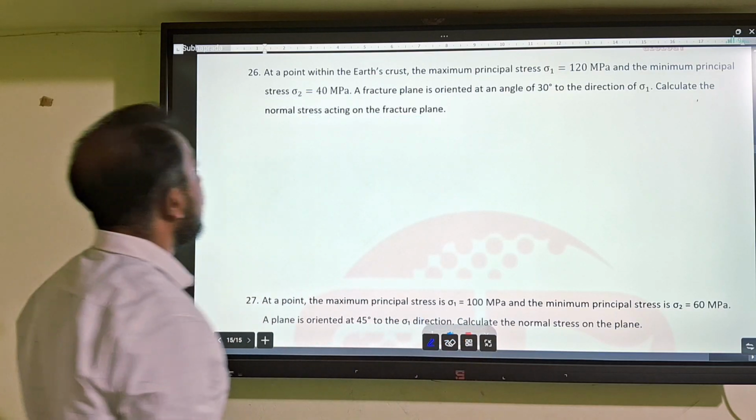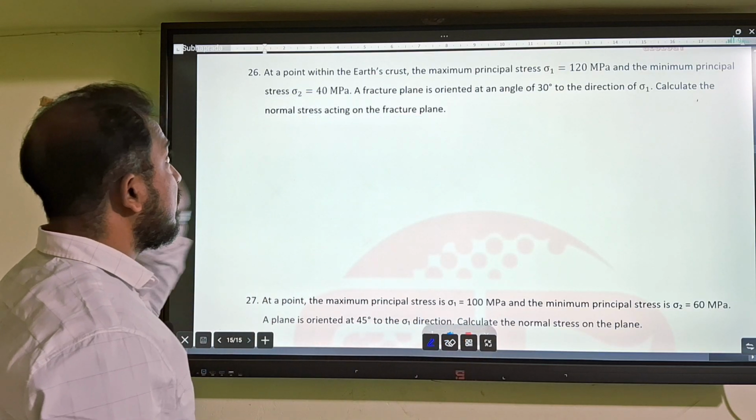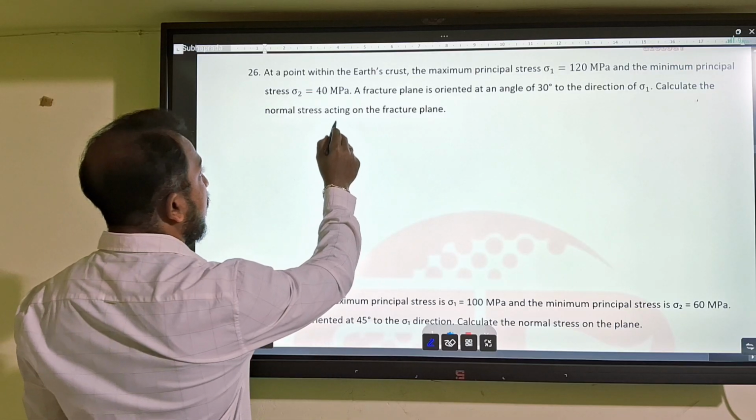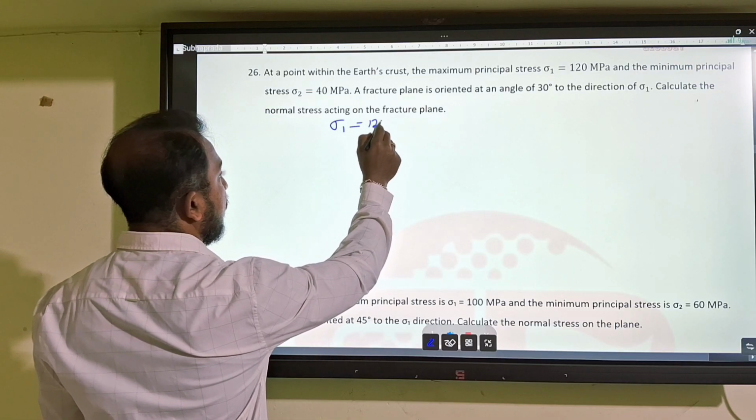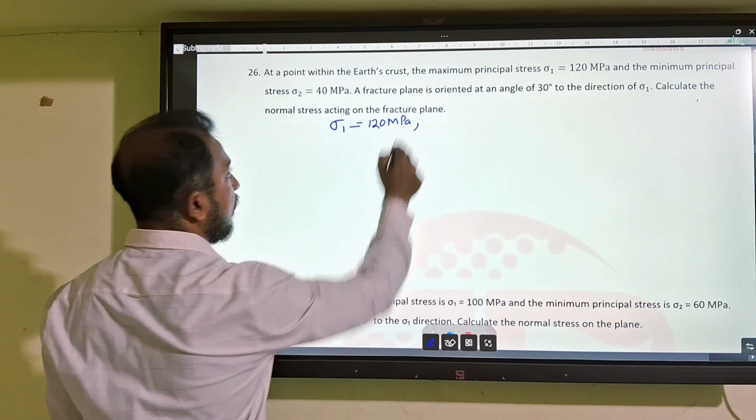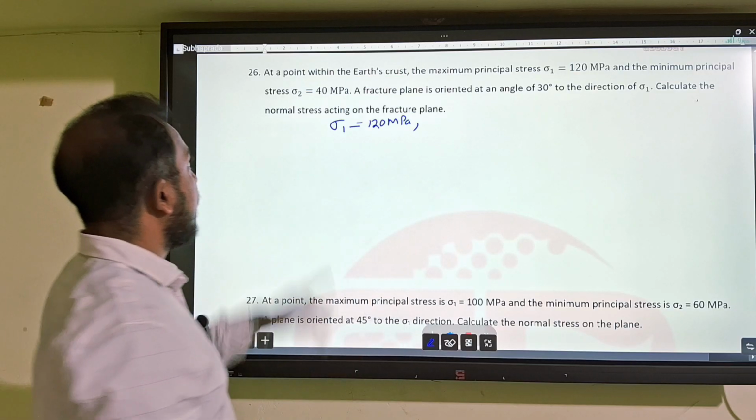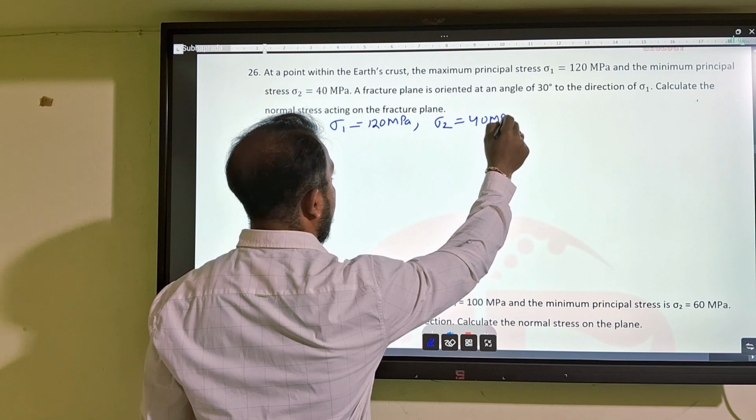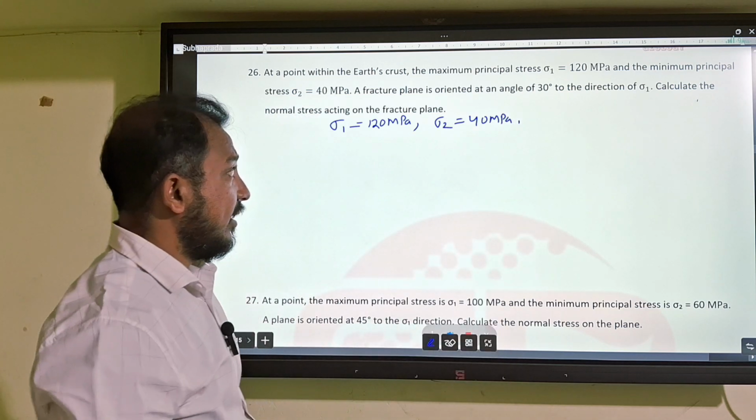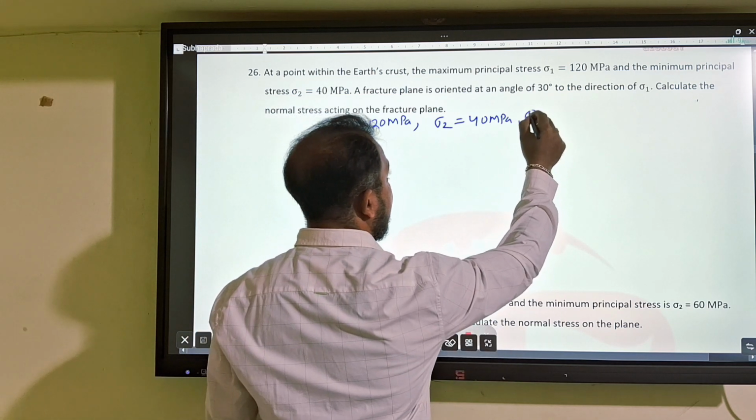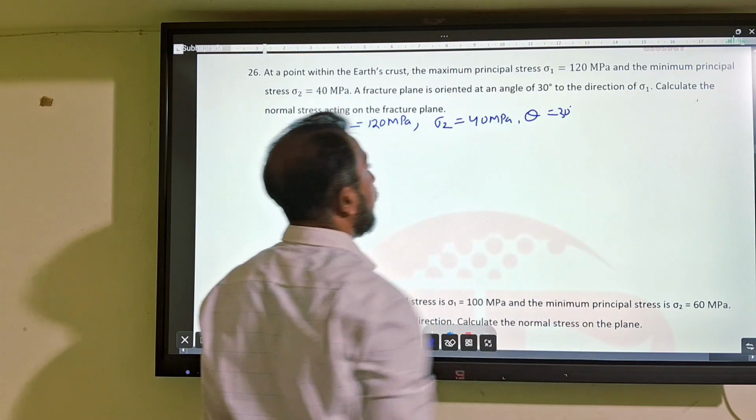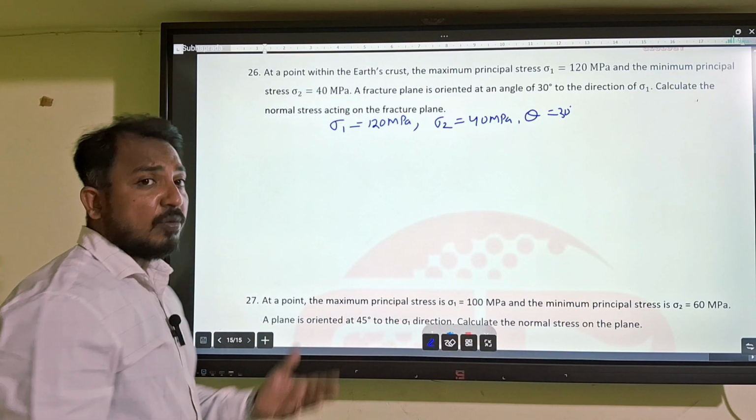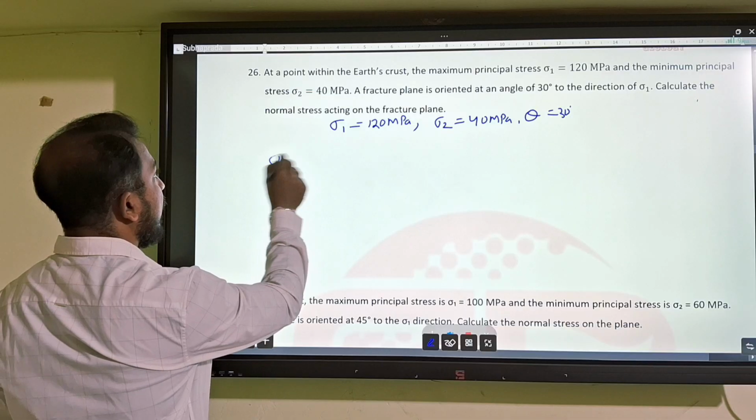So let's do the first numerical. At a point within the earth's crust, the maximum principal stress axis sigma 1 is given here as 120 MPa. The minimum principal stress sigma 2 is 40 MPa. Then the angle theta is 30 degrees. Then you have to calculate the normal stress, sigma n.